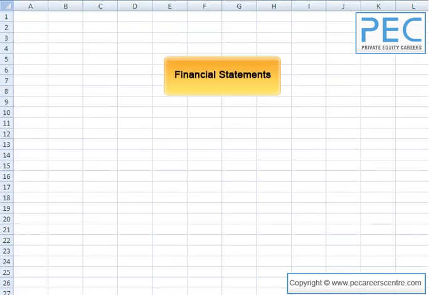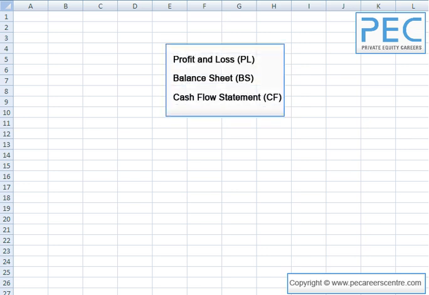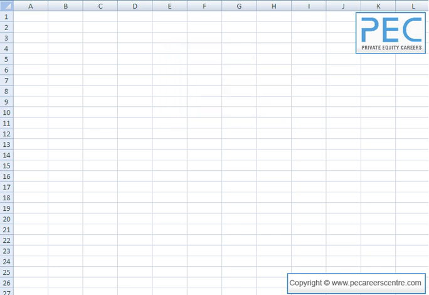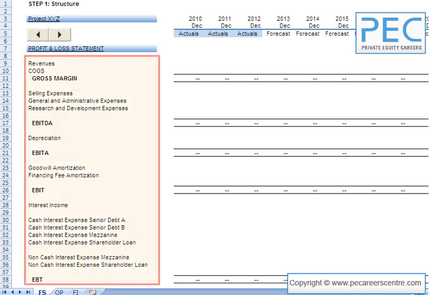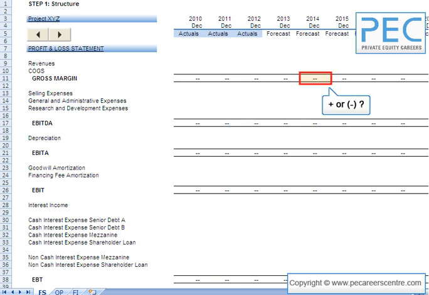Financial statements. The financial statements can be presented on one or separate tabs. The layout is always fairly standard, but you can modify them at any stage during the model development. The profit and loss will include the account names and subtotals. Think if you will be showing the costs as negative or positive figures on the P&L. In this example we will show the costs as positive.